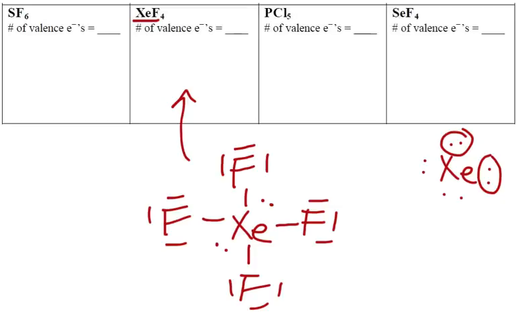Now the shape of this, it's going to have 6 different things around the xenon, so it's going to be octahedral. What happens though is there's a lone pair on top, lone pair on the bottom, and these other 4 stick out, and we're going to have a square planar shape.